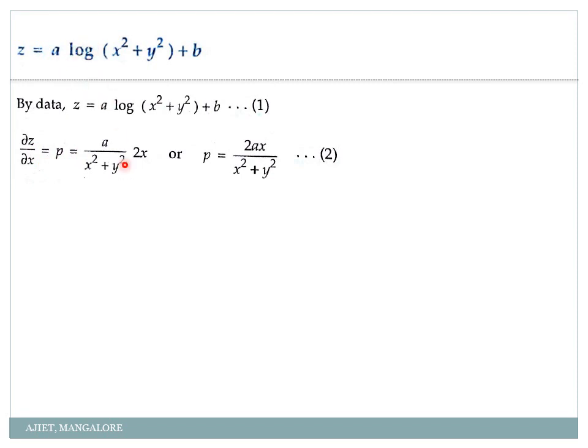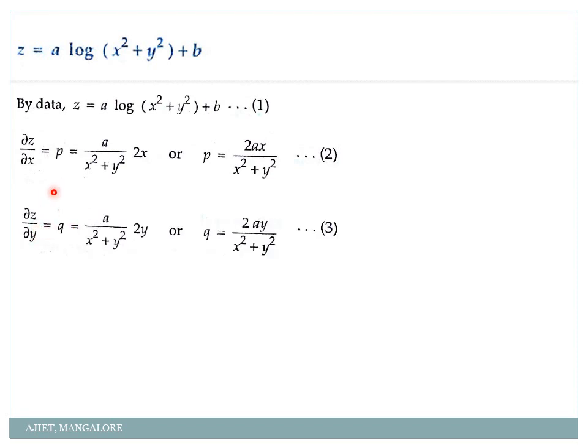1 by x square plus y square, into differentiation of x square, which is 2x. Done? Okay. So I am simply writing it as p is equal to 2ax divided by x square plus y square. Is it okay? Done. Similarly, I need to differentiate with respect to y.